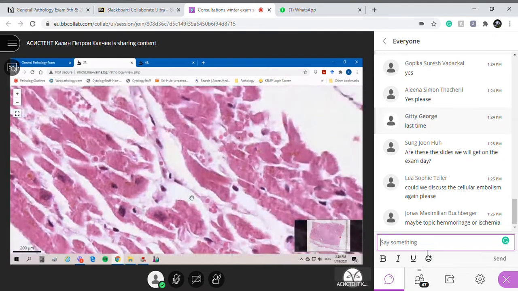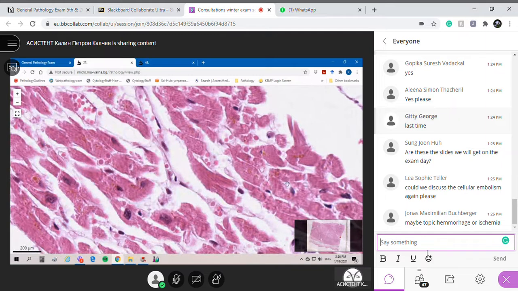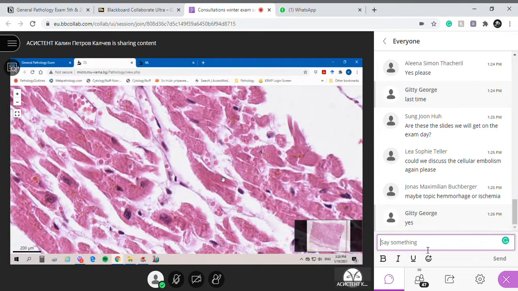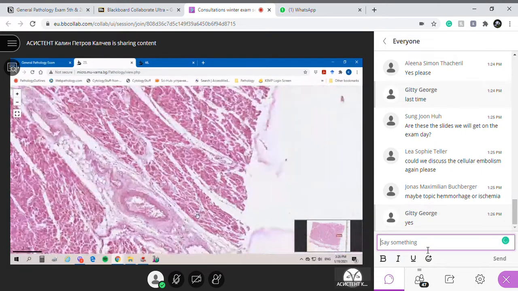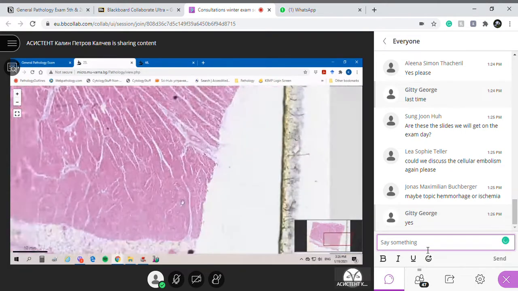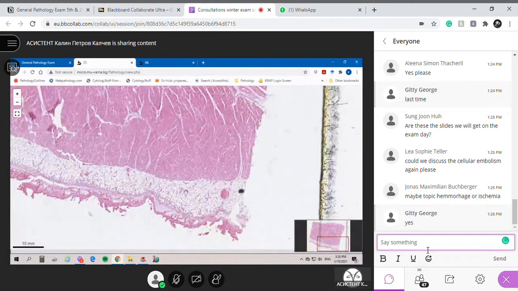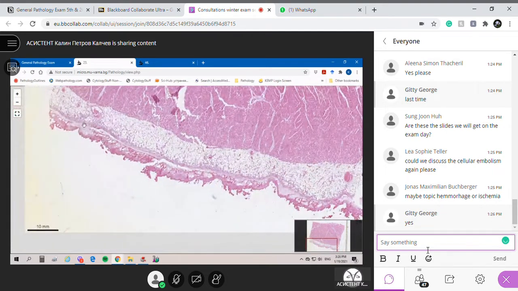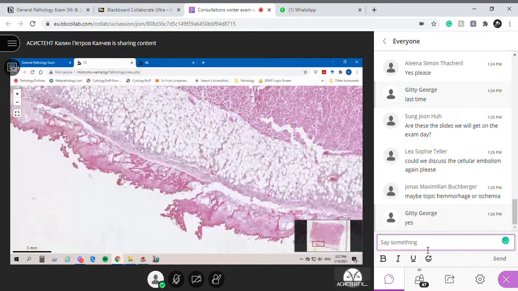Let me see here. Do you see those stripes here? Especially here. We have lots of those stripes in this area. That means that this is a cardiac muscle. So we have a heart here. And here is the myocardium. Here, this adipose tissue means that this is the epicardium. And the serosal surface of the epicardium is the pericardium. And here, this is the pericardium.